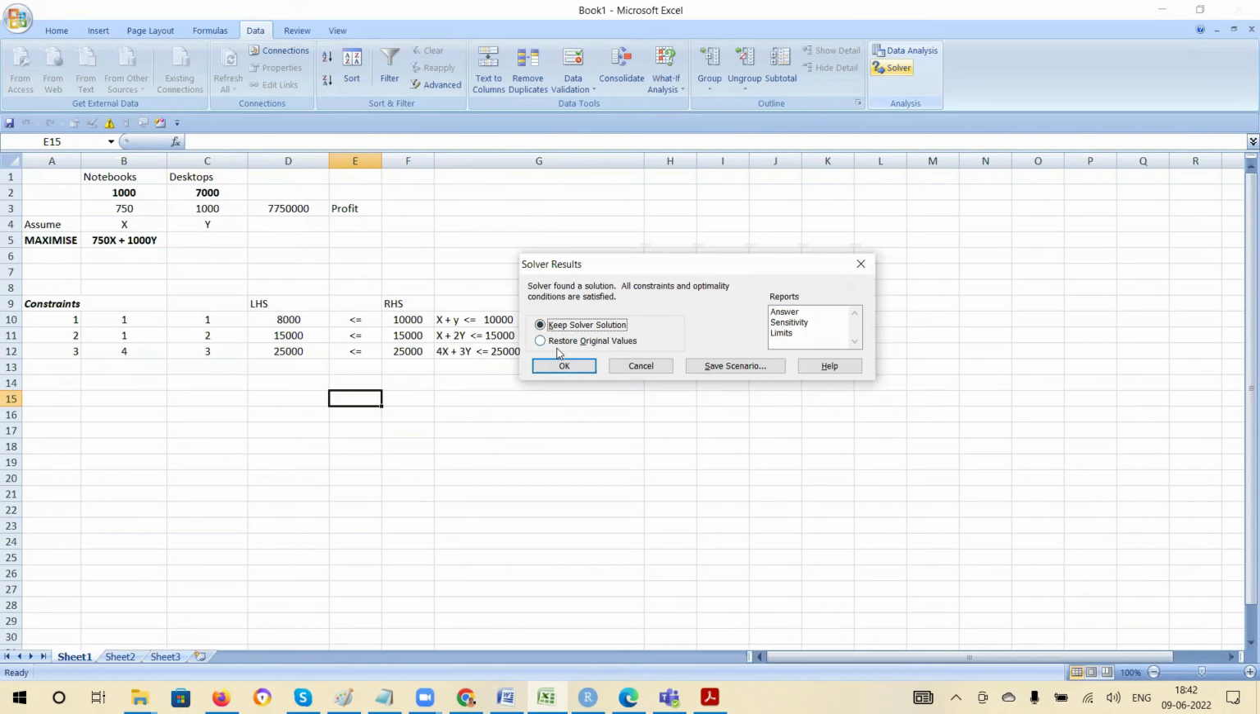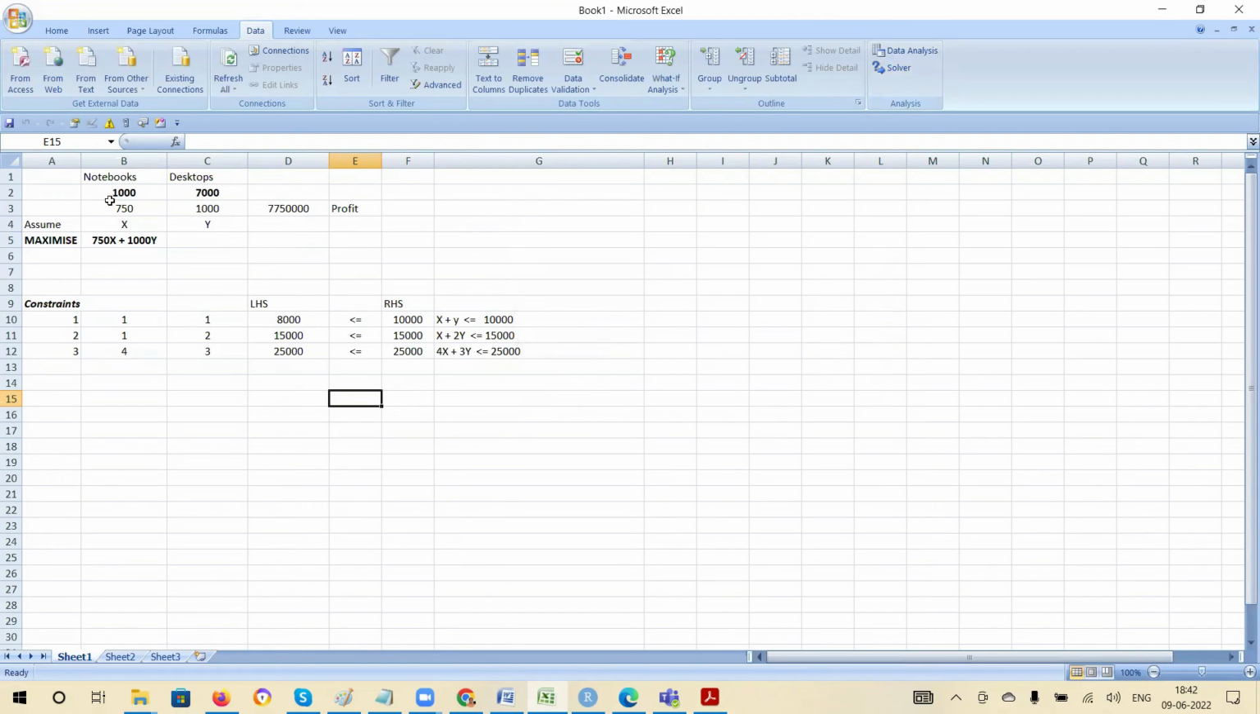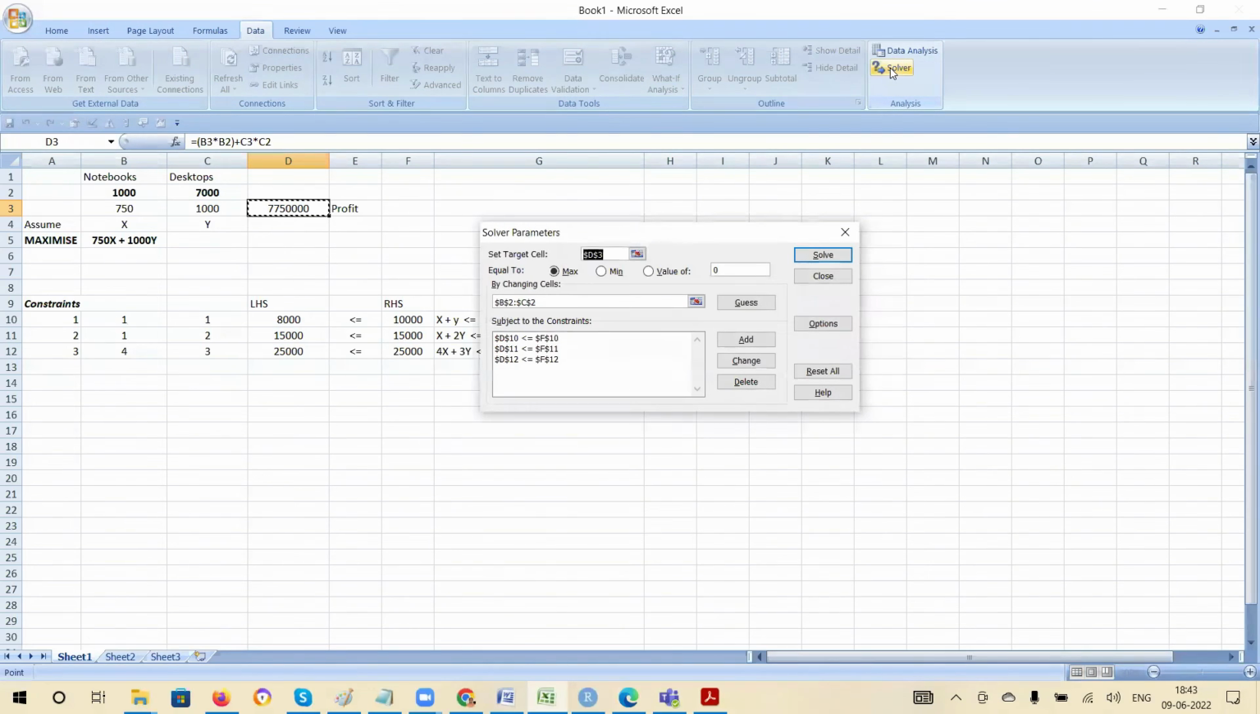When you say solve, it has solved the solution. Okay, so see what it says. We should make 1,000 notebooks and 7,000 desktops. So 1,000 notebooks, 7,000 desktops, you get 8,000 less than 10,000, 15,000 is less than or equal to 15,000, 25,000 is less than or equal to 25,000. All these conditions are met. So what is the maximum profit you can get? This is the maximum profit you can get. One single click and you got the answer. Did you understand? It is all about solving a linear problem using Solver.